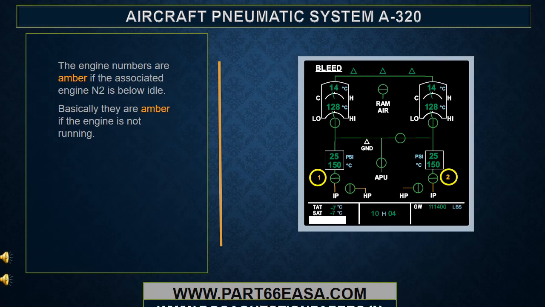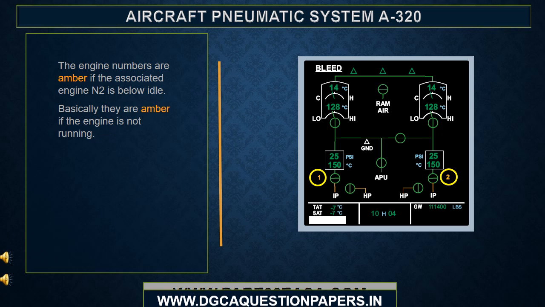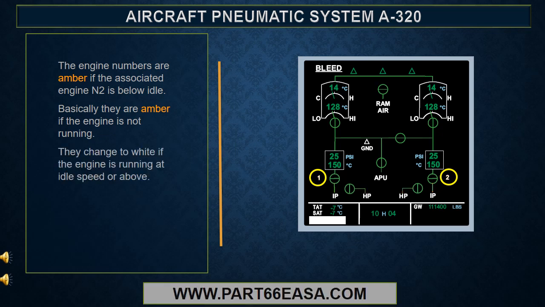The engine numbers are amber if the associated engine N2 is below idle. Basically, they are amber if the engine is not running. They change to white if the engine is running at idle speed or above.